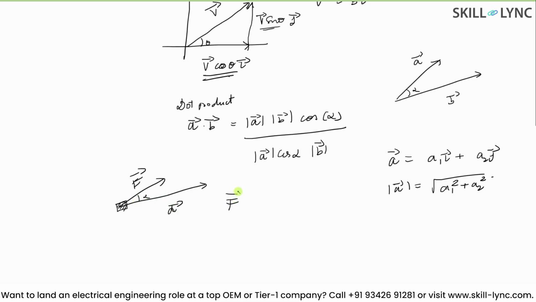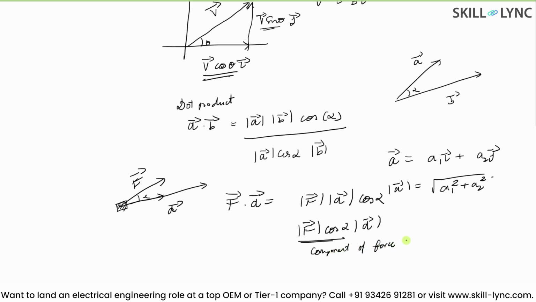So when I do F vector dot D vector, I get the magnitude of F vector times the magnitude of D vector times cos alpha. Now just rearrange this a little bit. If we take F vector cos alpha times D vector, what is F cos alpha? That's the component of force along this direction. So in other words, this is nothing but the component of force, or the magnitude of force, along the direction of displacement.